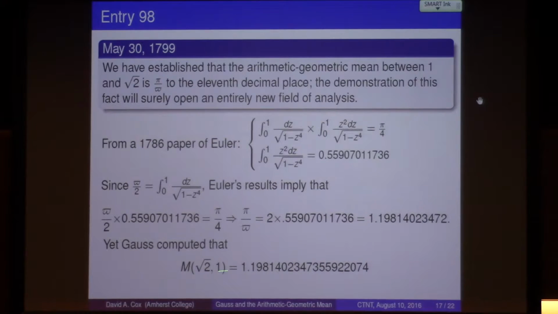And so this thing, which is just arithmetic means or geometric means, is a really harmless kind of thing. To connect it to this kind of stuff, Gauss said, there's something here. And so that's what he said here, that the demonstration of this fact will surely open a new field of analysis. And within a year, he actually found a proof. And he actually found several different proofs.